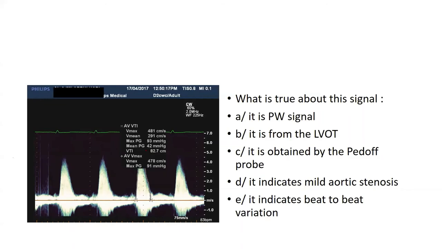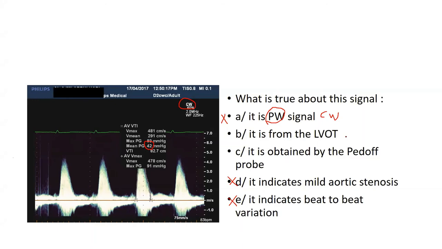Suprasternal. You see the mean gradient here is 42. So this goes with severe, not mild. So this is wrong. Do you think there is beat to beat variation? No, that's nothing. Okay. From LVOT. Is it a PW signal? No. It's a high CW signal. Yes. CW signal. So that's wrong. And it's not from the LVOT.